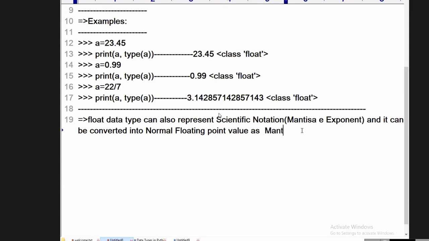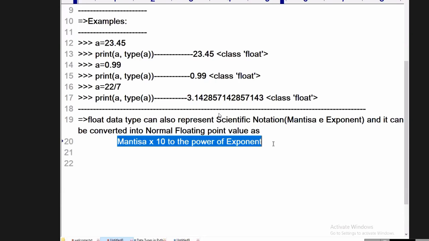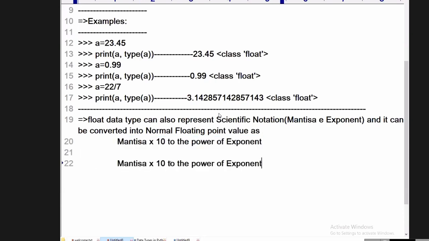As mantissa into 10 to the power of exponent. Some people write it with a caret operator, like this. Actually, this is a blunder. This is the bitwise XOR operator, which is completely different from other programming. Don't write like this. You need to write the conversion like this.